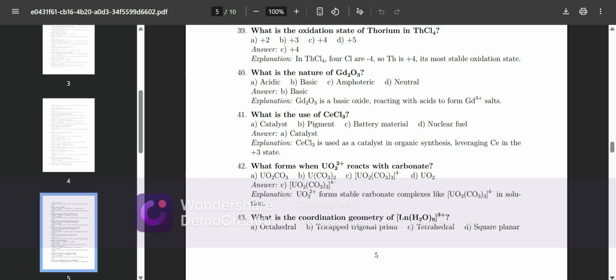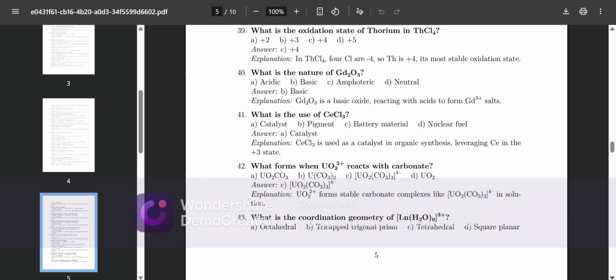What is the use of CeCl3? It is a catalyst. CeCl3 is used as a catalyst in organic synthesis, leveraging Ce in the +3 state. What forms when UO2 2+ reacts with carbonate? [UO2(CO3)3]4-. UO2 2+ forms stable carbonate complexes like [UO2(CO3)3]4- in solution.